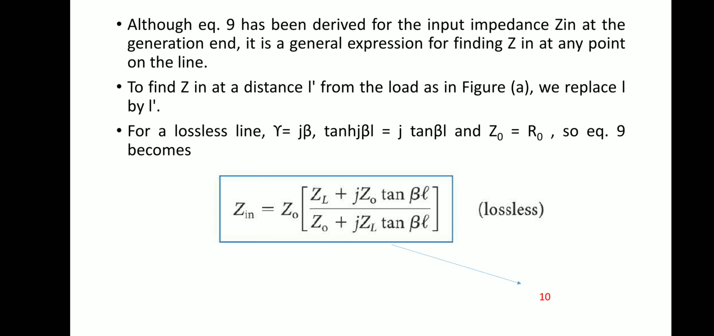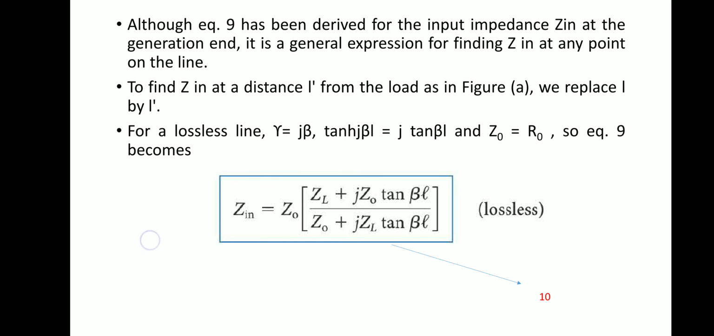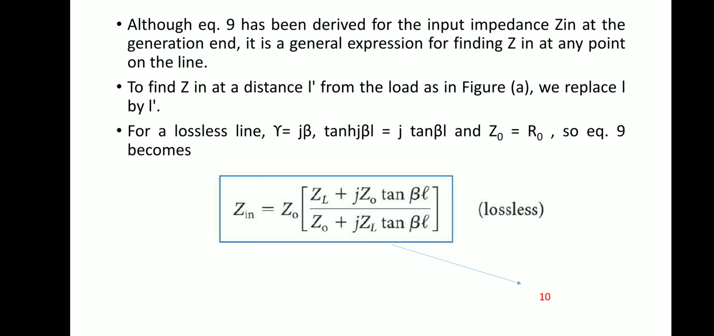That is the condition for a lossy line. Then we can see what the input impedance of a lossless line is. We know that for a lossless line there is no attenuation. That means alpha is 0, which means gamma is equal to j beta. Then tanh j beta L becomes j tan beta L. So remember, tanh j beta L becomes j tan beta L.